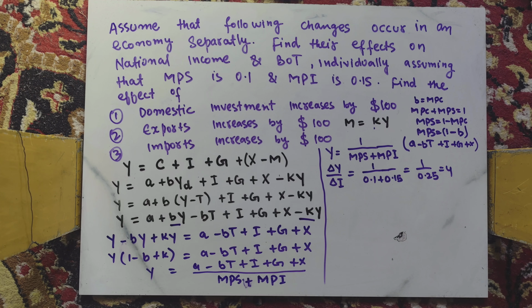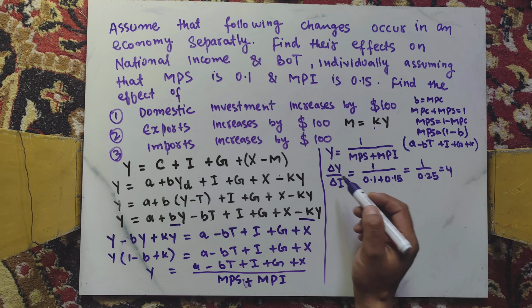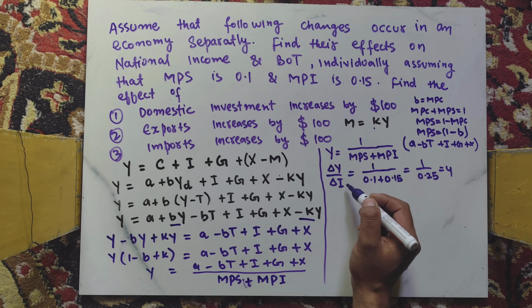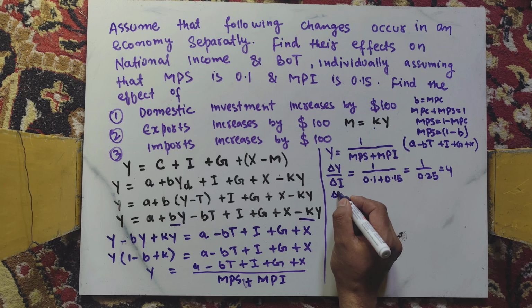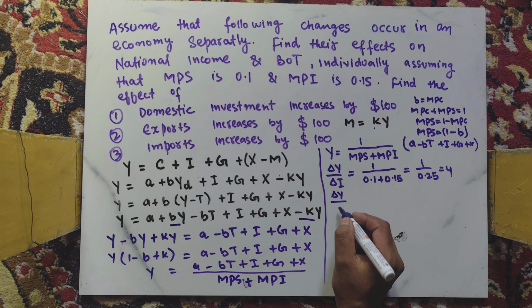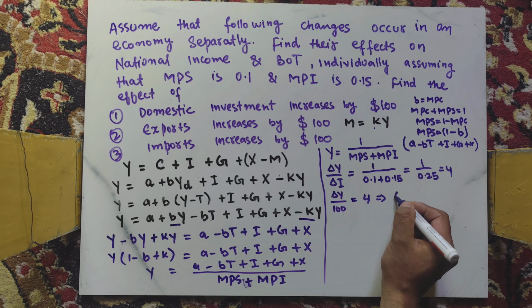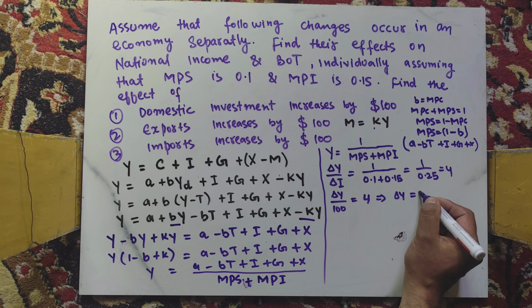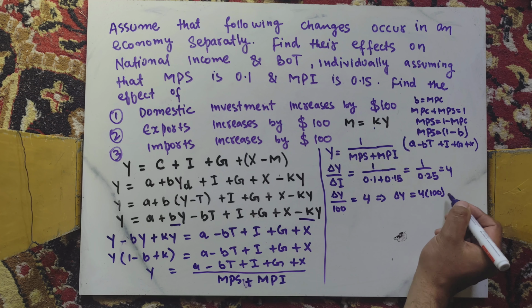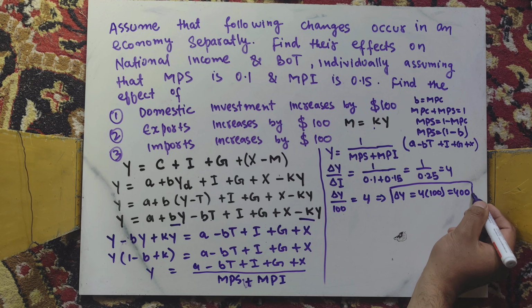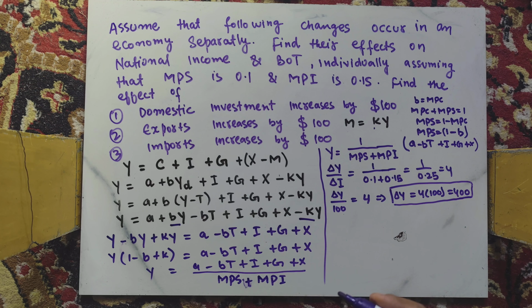That's our multiplier here. Now since del Y upon del I is equal to 4, and we are being told that investment increases by $100 million, the change in income due to the change in investment will be del Y equal to 4 times 100, which is equal to 400. That means our domestic income will increase by $400 million when the investment increases by $100 million. Okay.